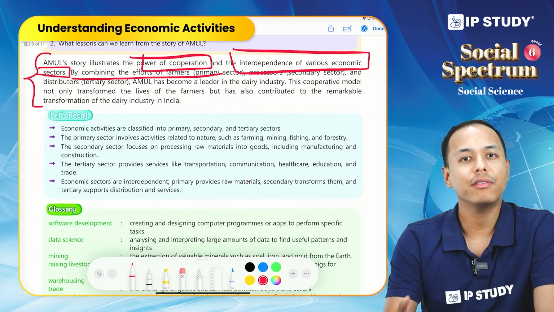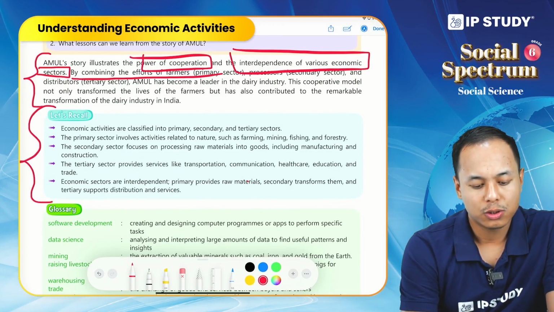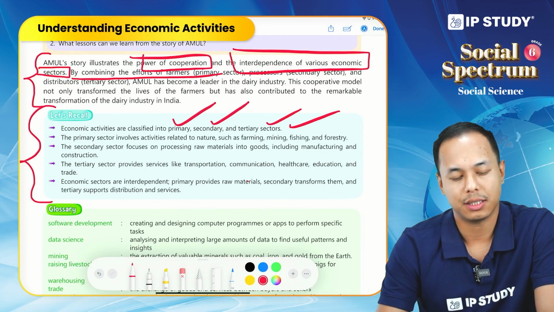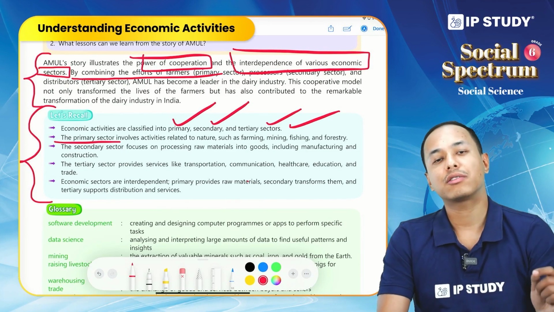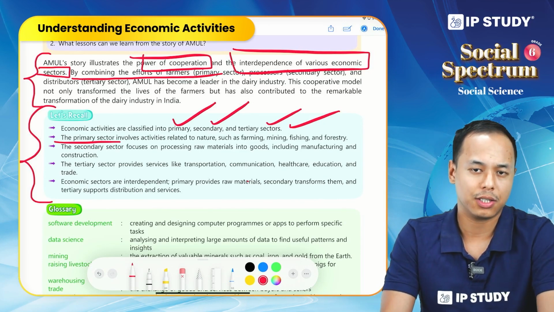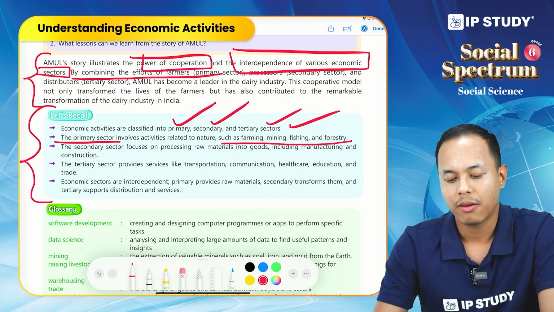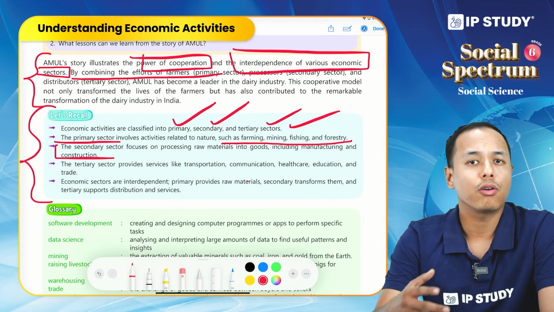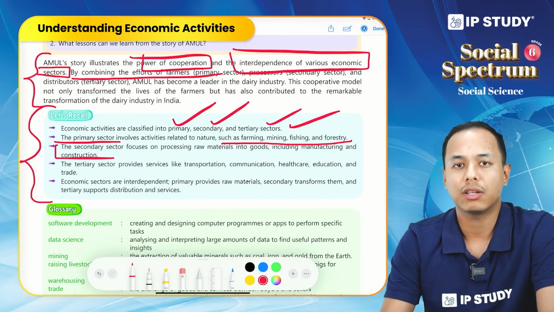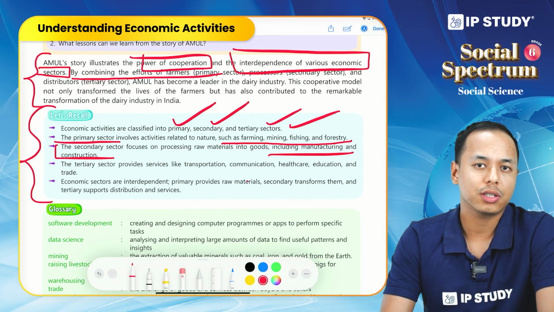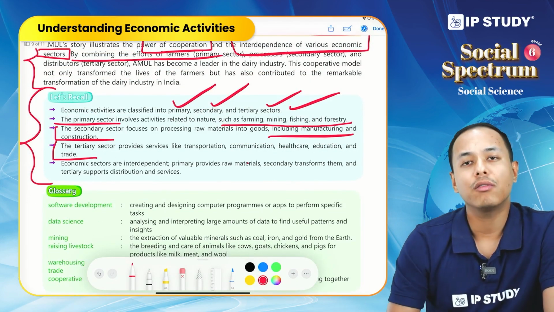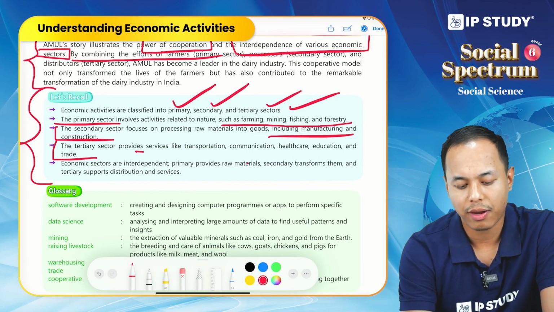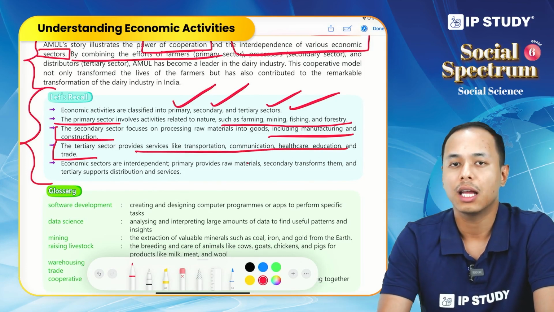Now let us have a brief summary of the chapter. First, economic activities are classified into three types: primary, secondary and tertiary. The primary sector involves extraction of natural resources directly from nature, like farming, mining, fishing, forestry. The secondary sector involves transformation of raw material into finished products, or products that we can use: all the manufacturing industry, construction, power generation. The tertiary sector is also called the service sector. It provides services like transportation, communication, healthcare, education.